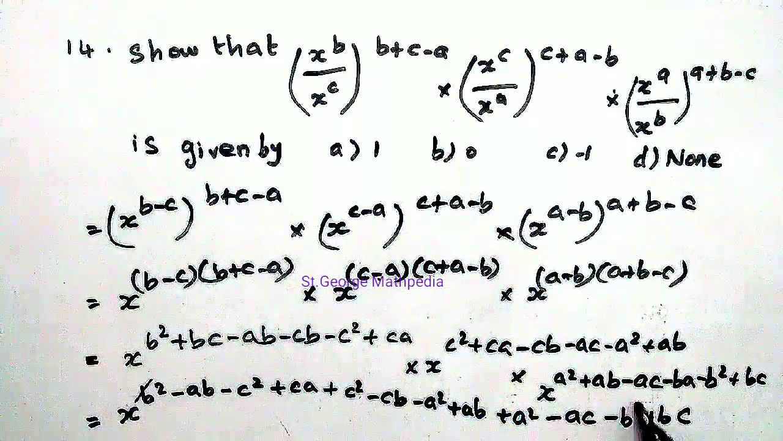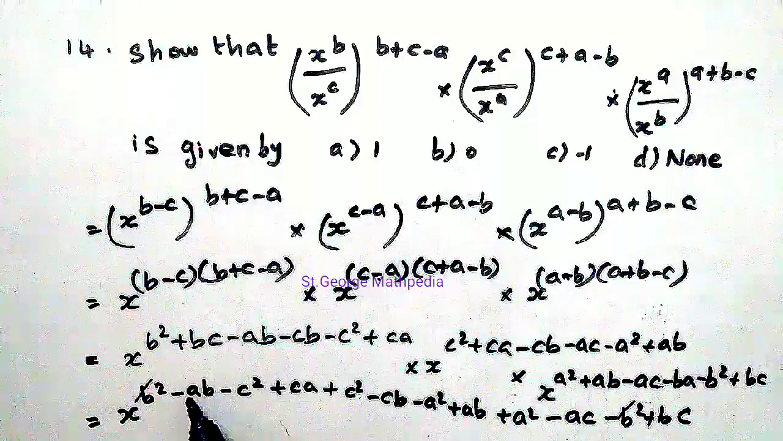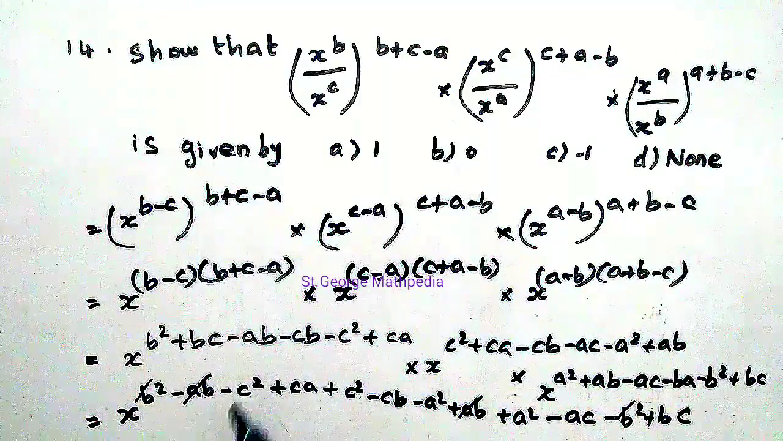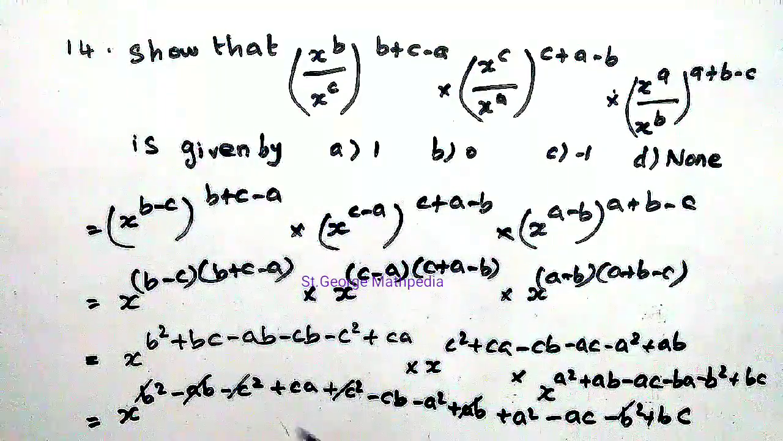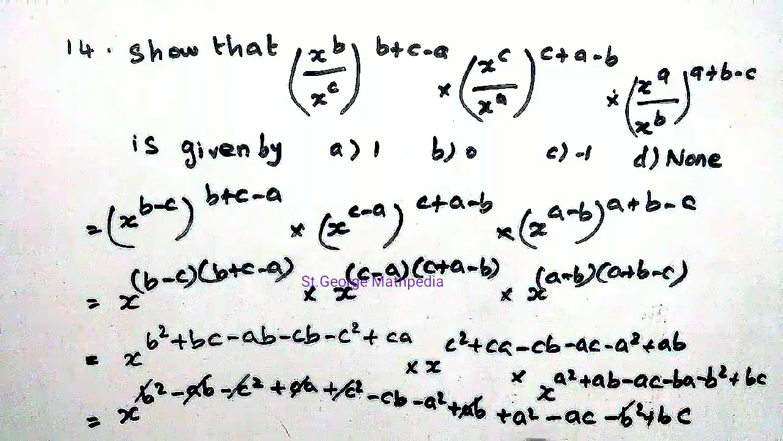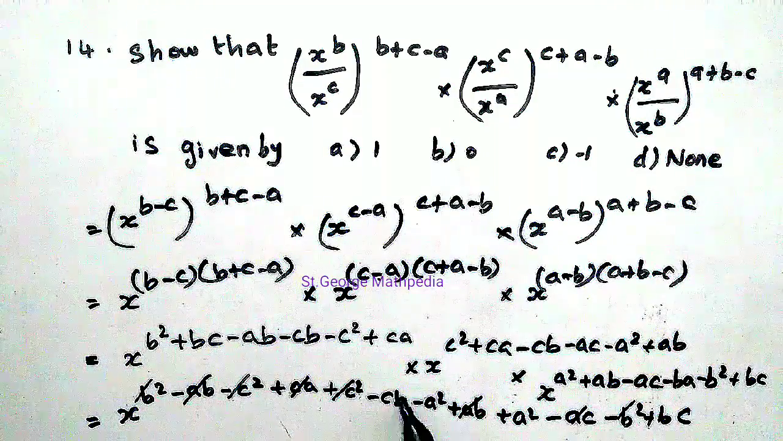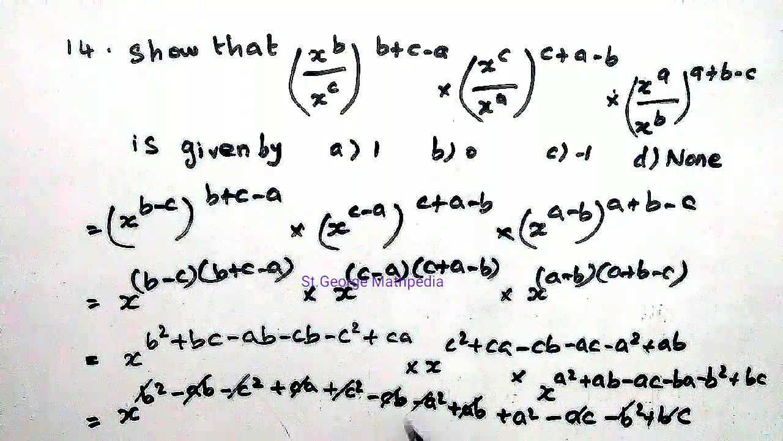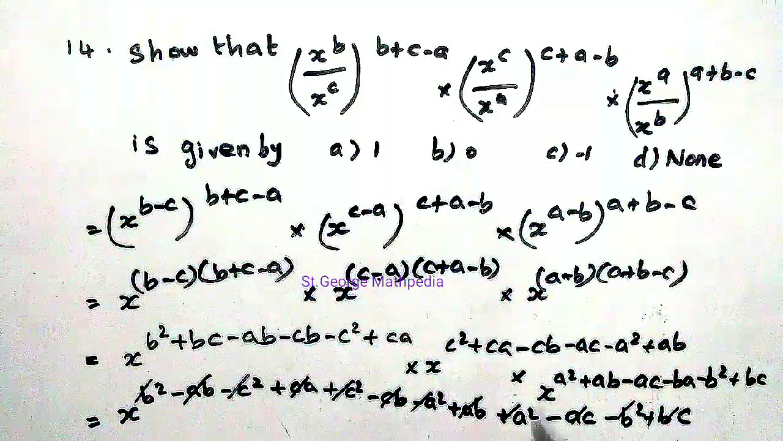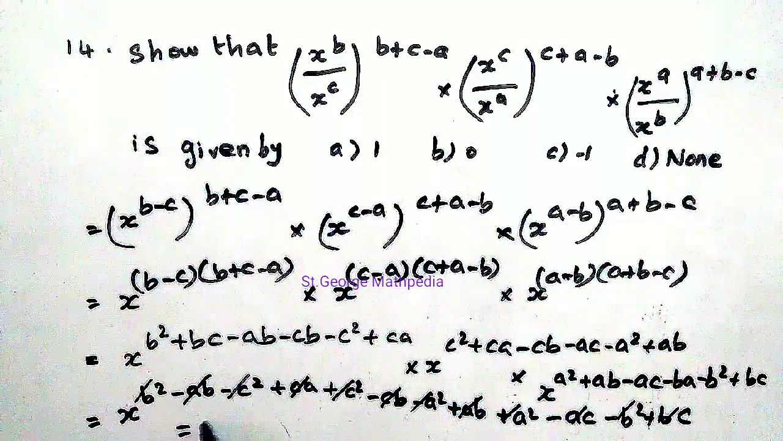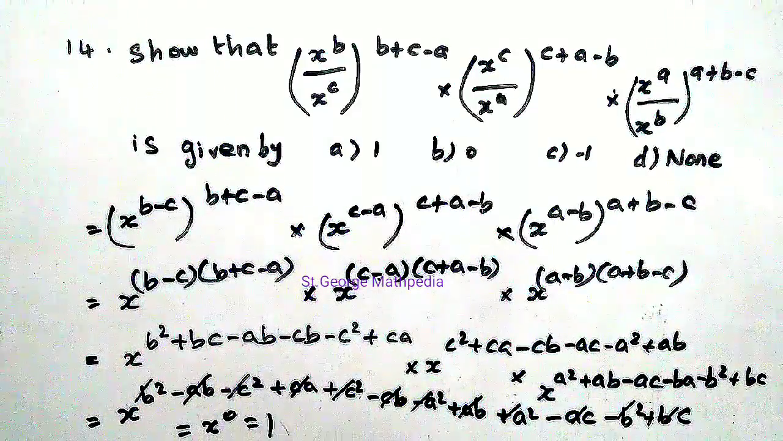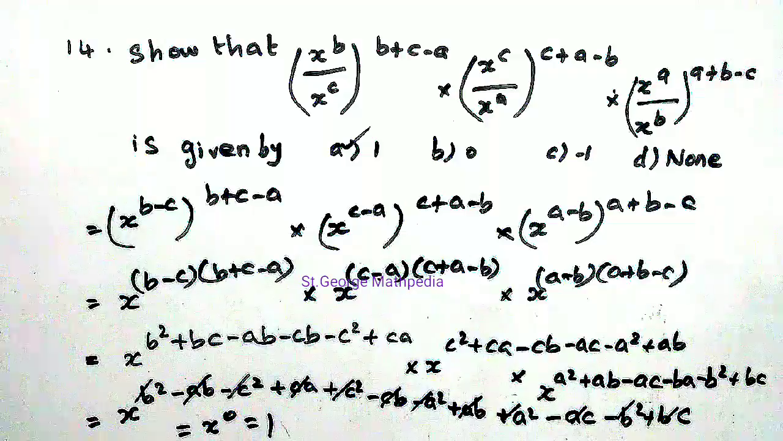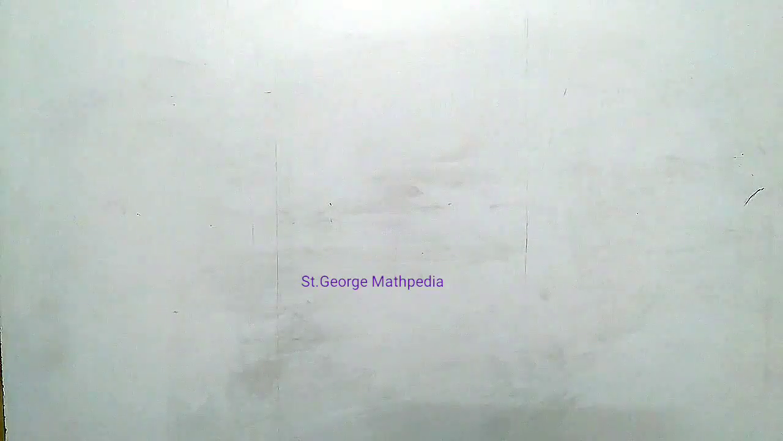Now let's see. b squared minus b squared gets cancelled. Minus ab plus ab, minus c squared plus c squared, plus ca minus ac, minus cb then plus bc, minus a squared plus a squared. Everything gets cancelled. So this is equal to x power 0, equal to 1. 1 is your answer.